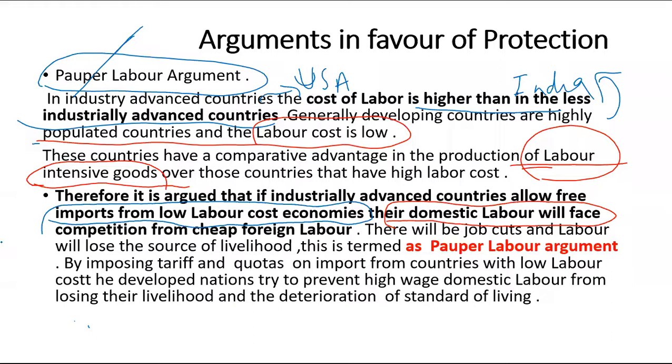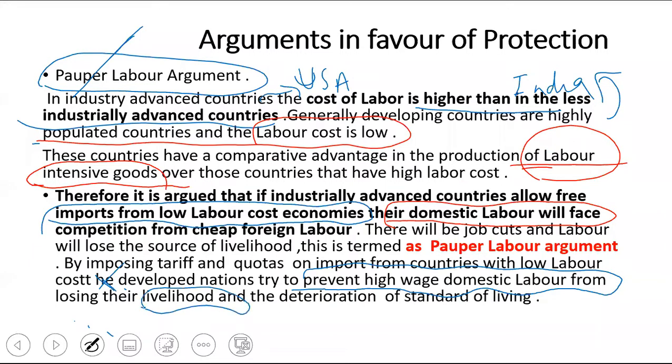So by imposing tariffs and quotas on imports from countries with low labor cost, the developed nation tried to prevent high-wage domestic laborers from losing their livelihood. There are 2 points you have to see: if they use Indian products, high-wage laborers will lose their livelihood. Where are the high-wage laborers? They are available in the US. Their employment will be lost and their livelihood will be lost. Livelihood means income, so their standard of living will be poor.